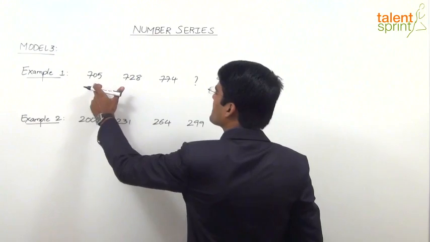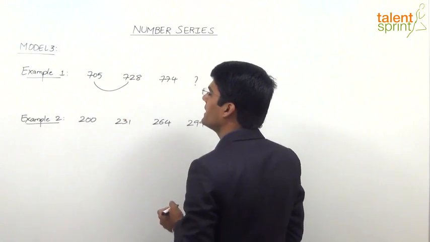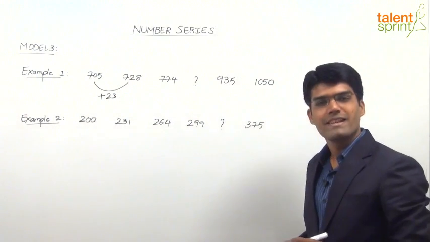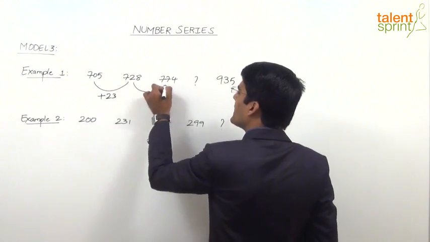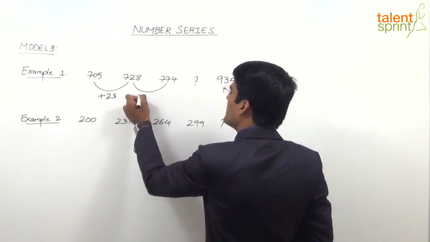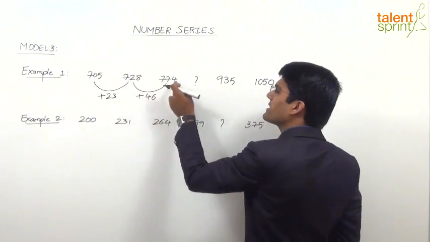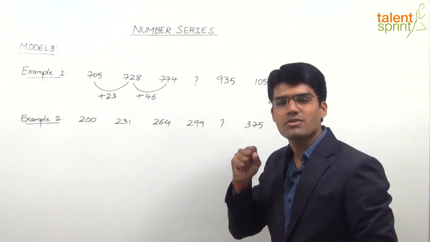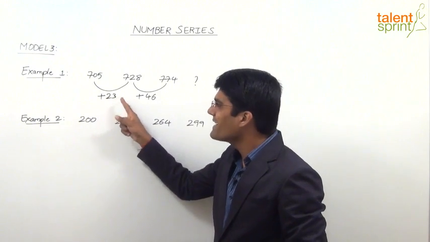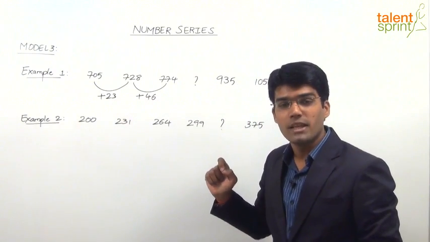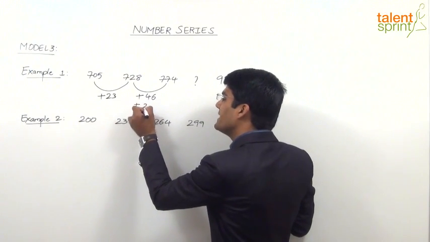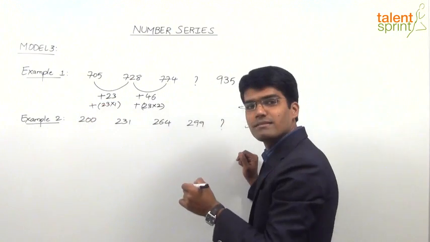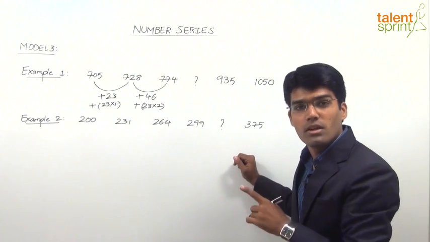For example, if we take the first two terms, 705 and 728, we find that this is plus 23. That means 705 plus 23 gives 728. Then 728 and 774, we see that the difference here is 46, or nothing but 728 plus 46 will be equal to 774. Now, as soon as we see these two differences, something has to strike our mind. That is, the first term here is 23 and the second one here is 46. If you observe properly, this is nothing but 23 into 2, and this can be taken as 23 into 1. So this may be the possible logic behind the given series.